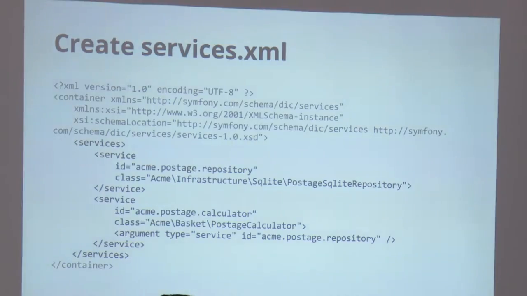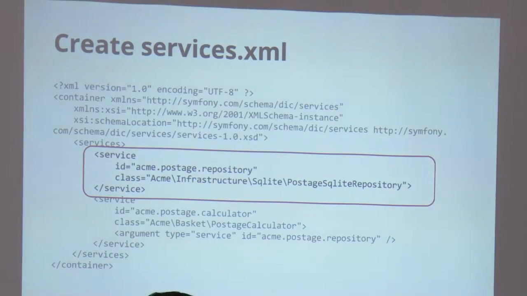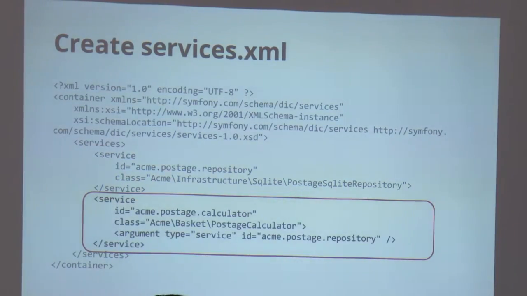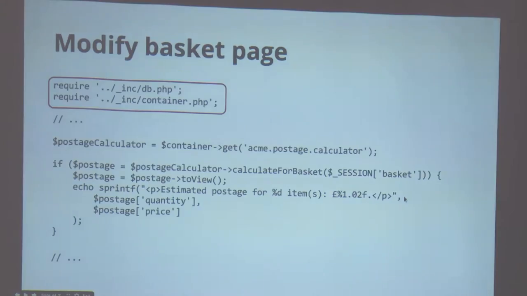is going to be very simple to start with. We're going to have only two services in it. First is our postage repository. I'm using XML in here, but you can also use YAML files to define services for dependency injection. So the first service is the postage repository, which is implemented by the SQLite repository, and our postage calculator, which as you remember takes the repository interface. In our case, it takes one argument: the service postage repository, implemented by the postage SQLite repository.